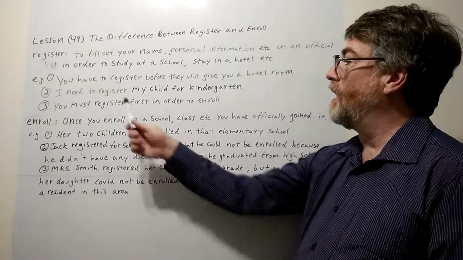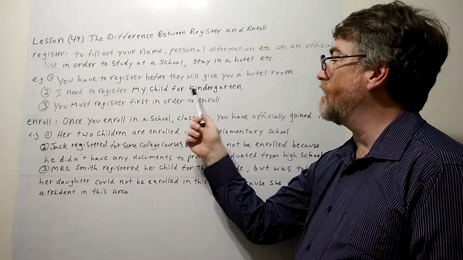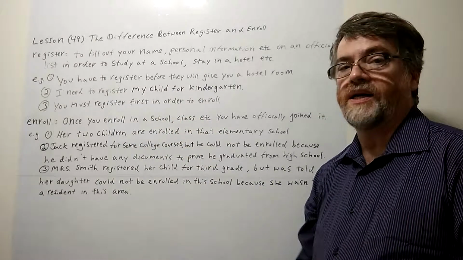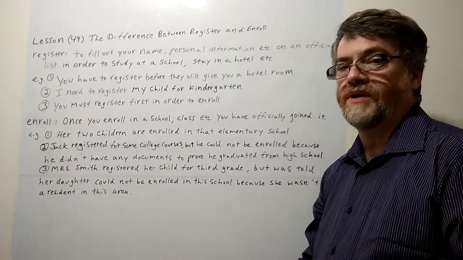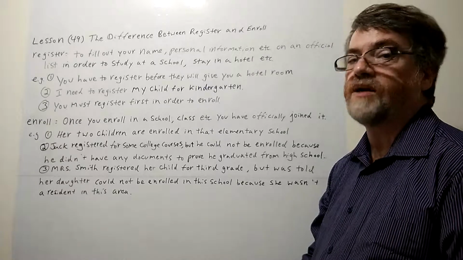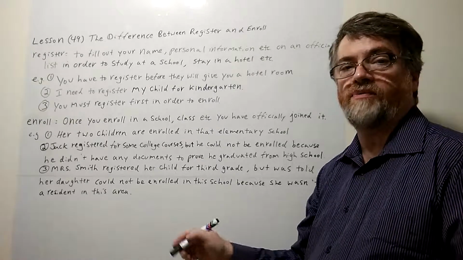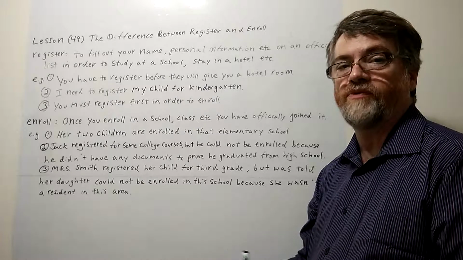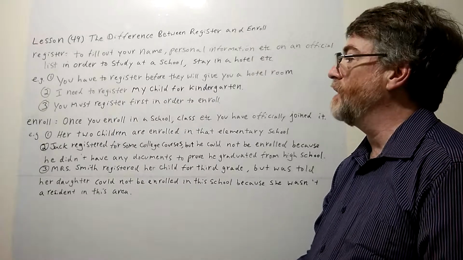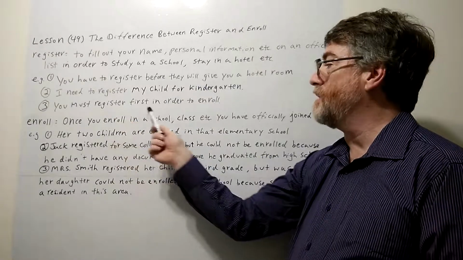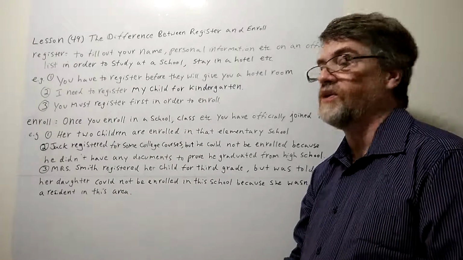Number two, I need to register my child for kindergarten. Well, of course, a small child can't register themselves. So you go there and you help fill out all the personal information for it. That's what you did.